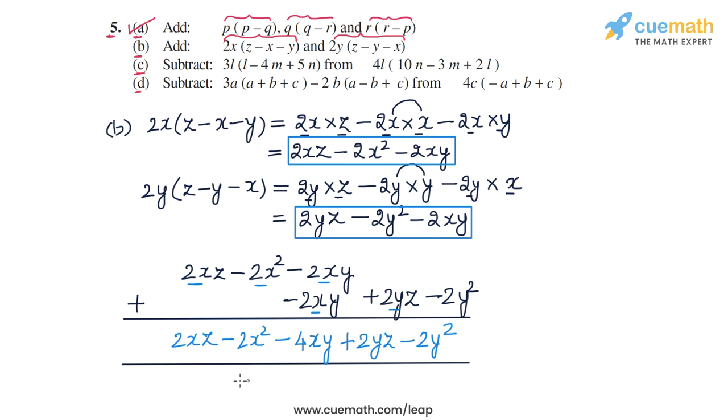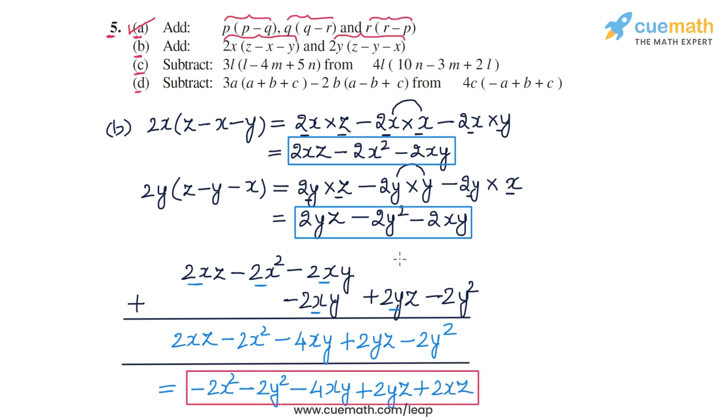So this expression that we've obtained, let's write the square terms first. So we write minus 2x square minus 2y square, and let's write the other terms now. So minus 4xy plus 2yz and plus 2xz. So this expression that we have written now, this is the sum in part B. This is the answer for the second part, part B.